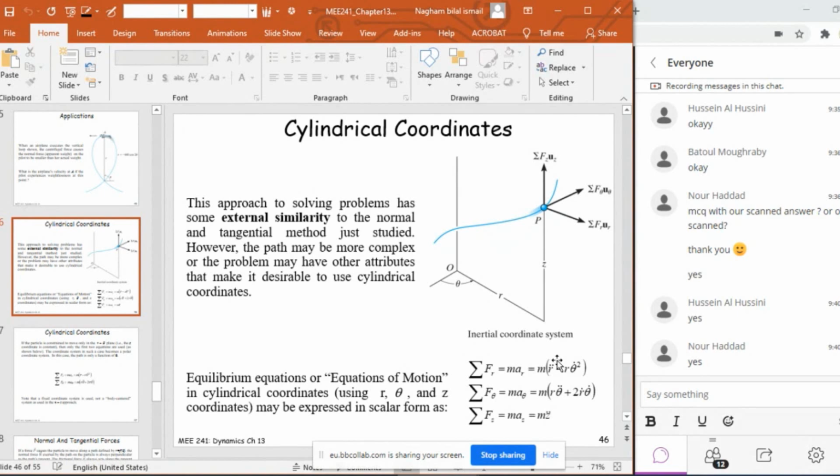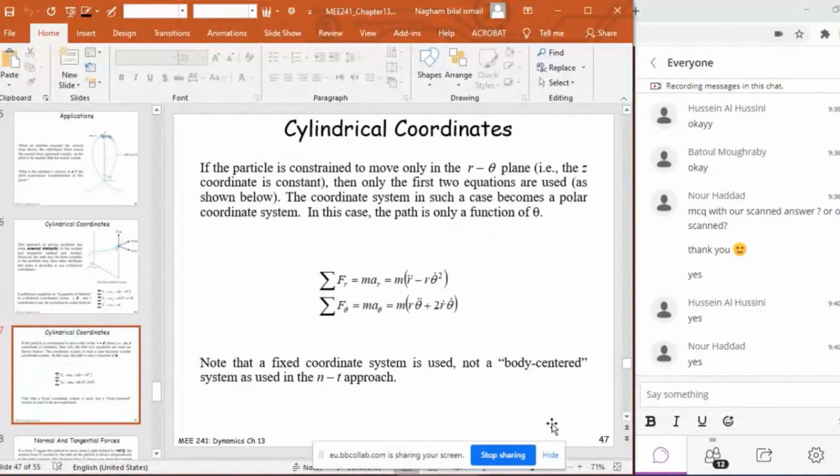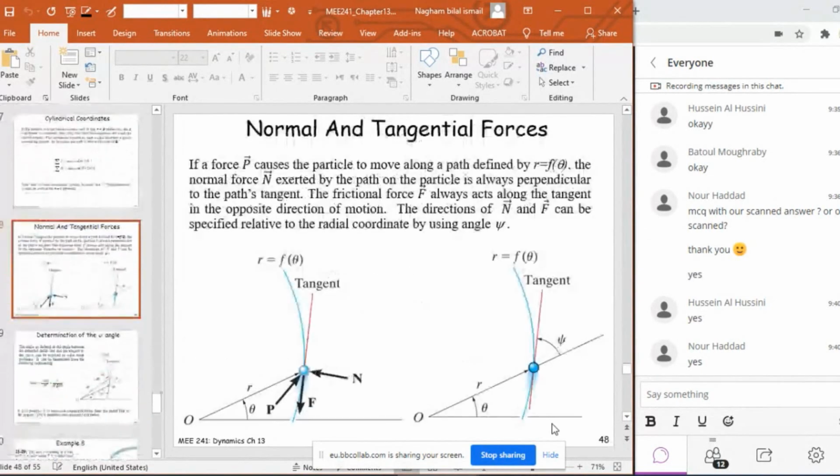All right? Now, if I know AR and A theta, let's say in the polar coordinates, I can apply the scalar form of equation of motion in radial and transverse direction. All right, guys? Now, I want you to pay attention to this slide. So I am, guys, in the cylindrical coordinates. However, I'm going to use the normal and tangential notation a little bit to help me in doing the projection of the forces in cylindrical coordinates.